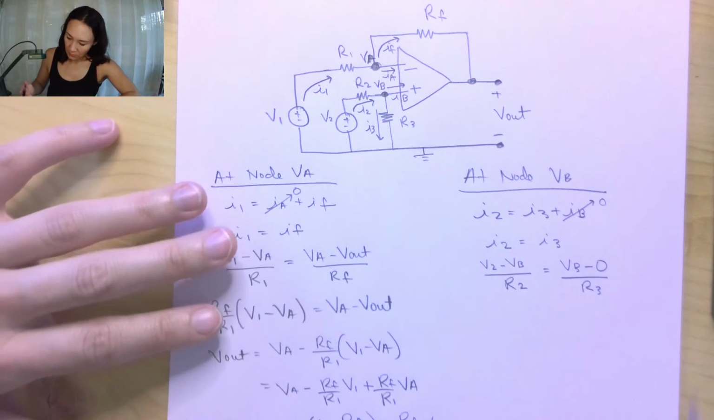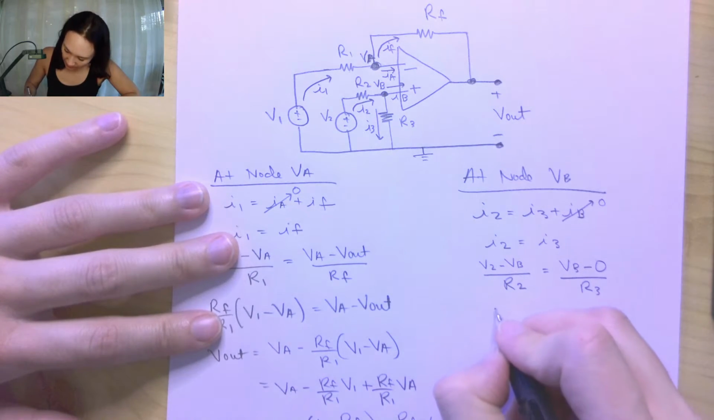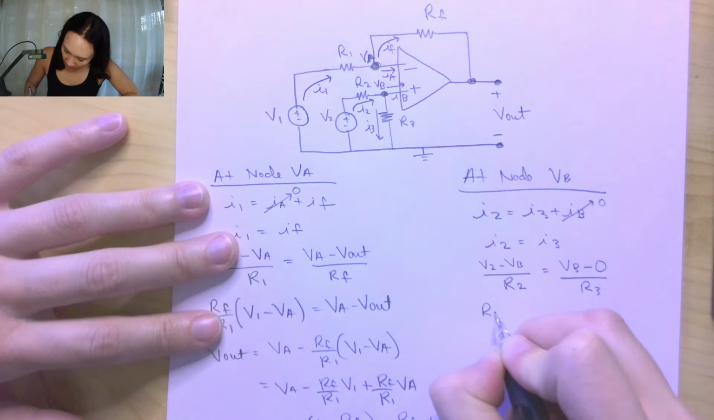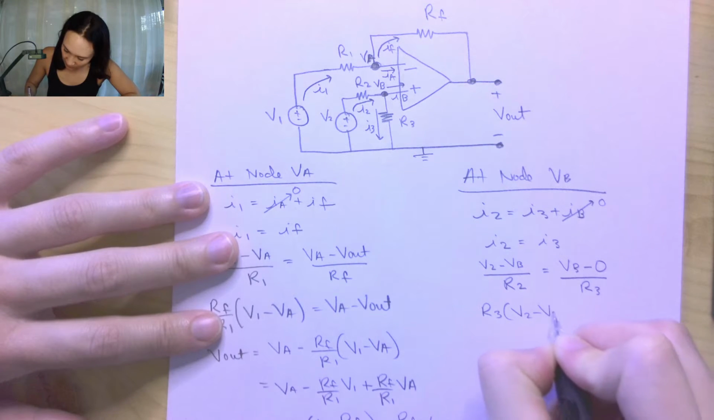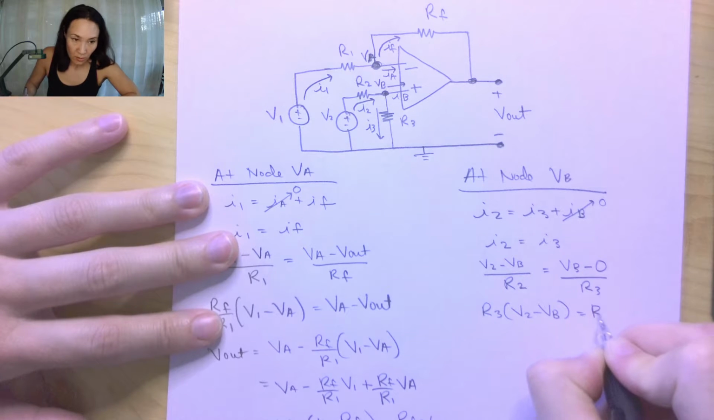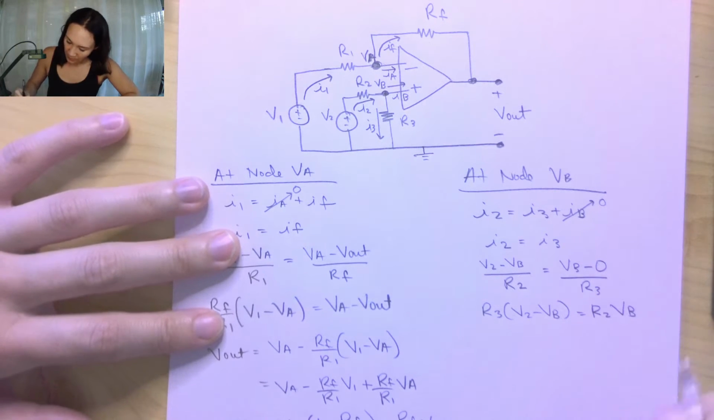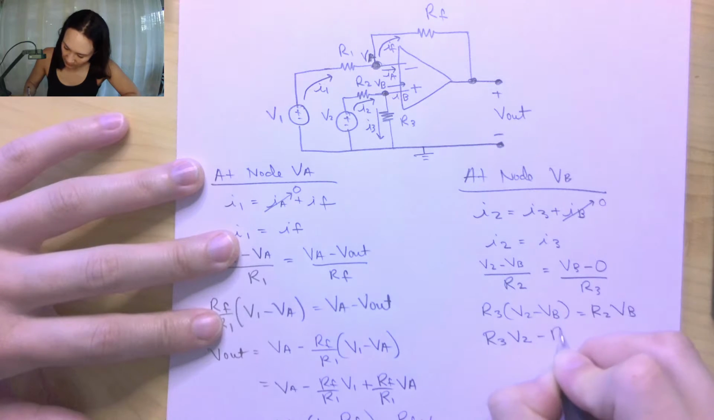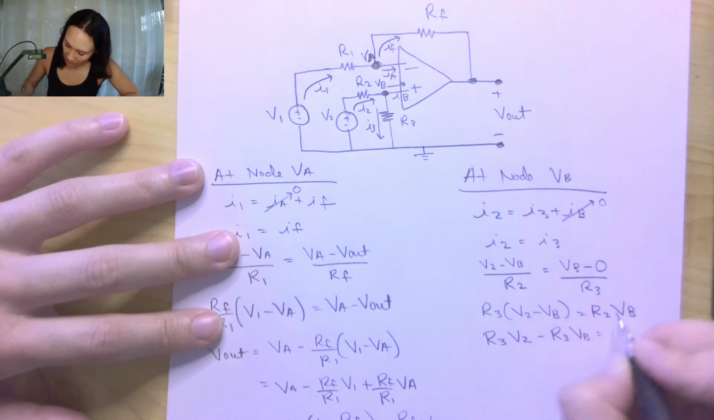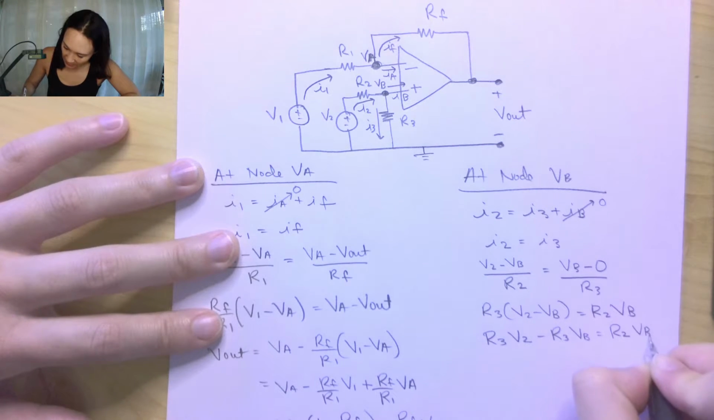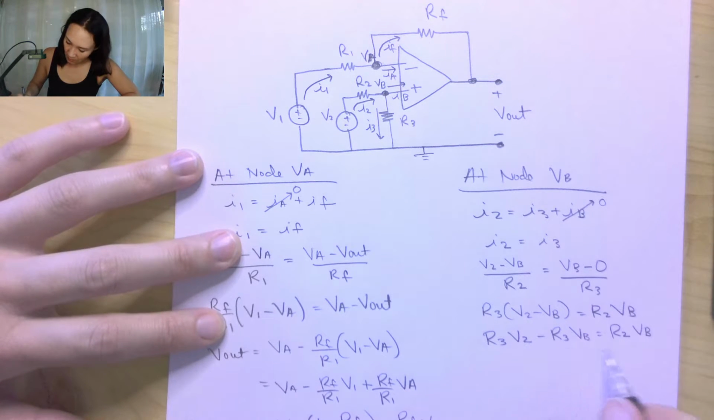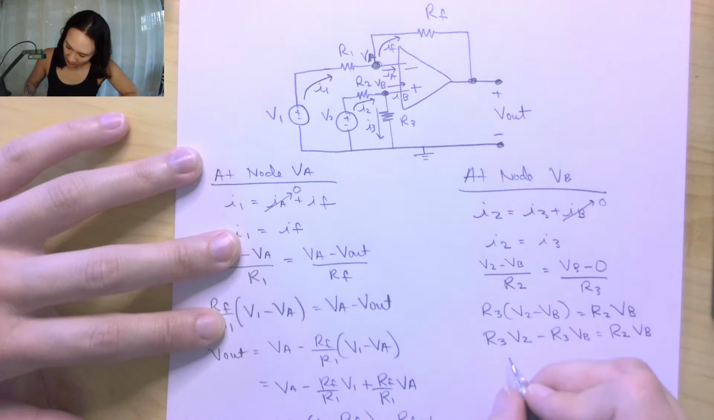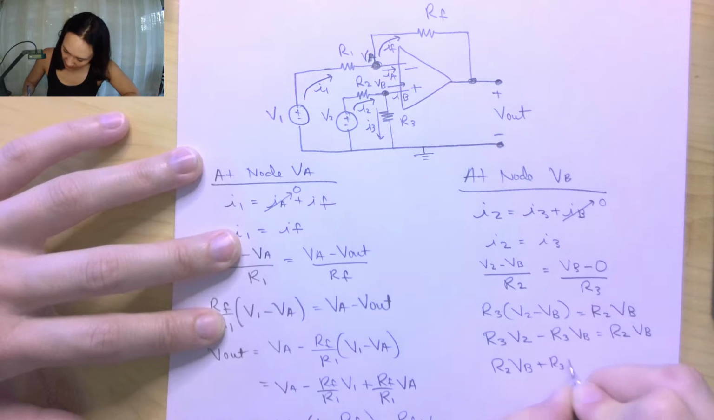All right, great, so let's do that. This is going to give me, if I cross multiply, R3 times V2 minus VB is equal to R2 times VB, and my left-hand side is R3 V2 minus R3 VB. My right-hand side is still R2 VB. So I'm going to bring my VB term over here. So this gives me R2 VB plus R3 VB is equal to R3 V2.